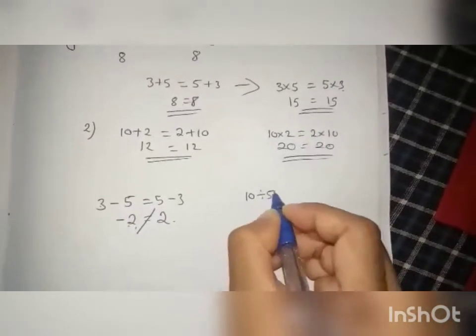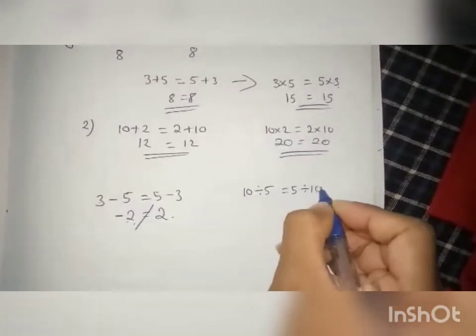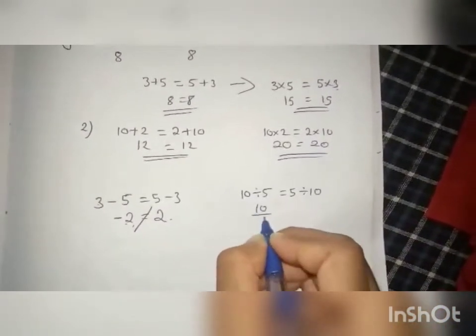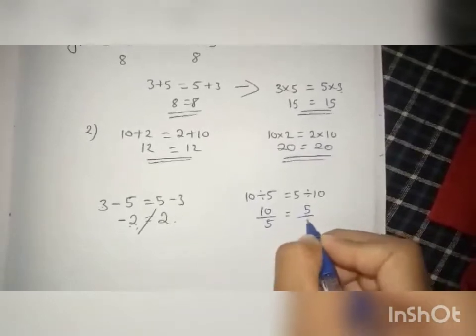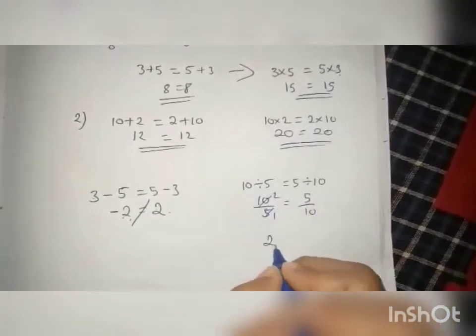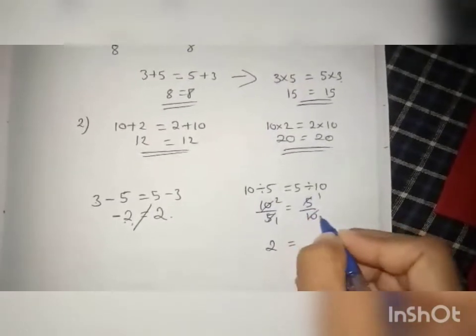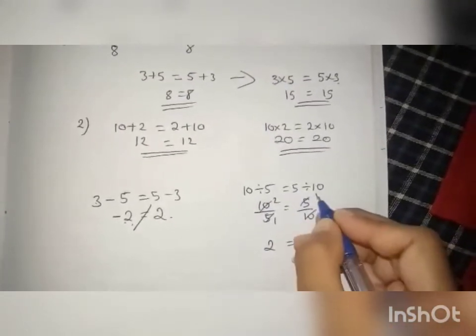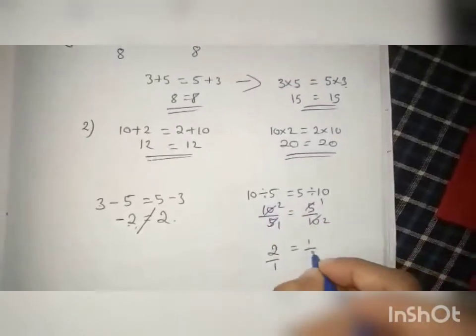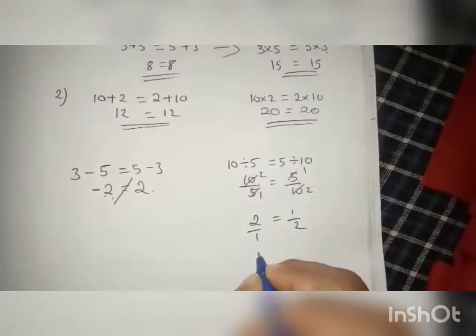10 divided by 5 is equal to 5 divided by 10. Whether it is possible? How can we write 10 divided by 5? Here 5 divided by 10, like this, right? 5 1s are 5, 5 2s are 10. So the answer will be 2 here. Here 5 1s are 5, 5 2s are 10. What is this? 1 by 2. 2 by 1 is what? Here 1 by 2. Okay. 2 by 1 is the same as 2, right?